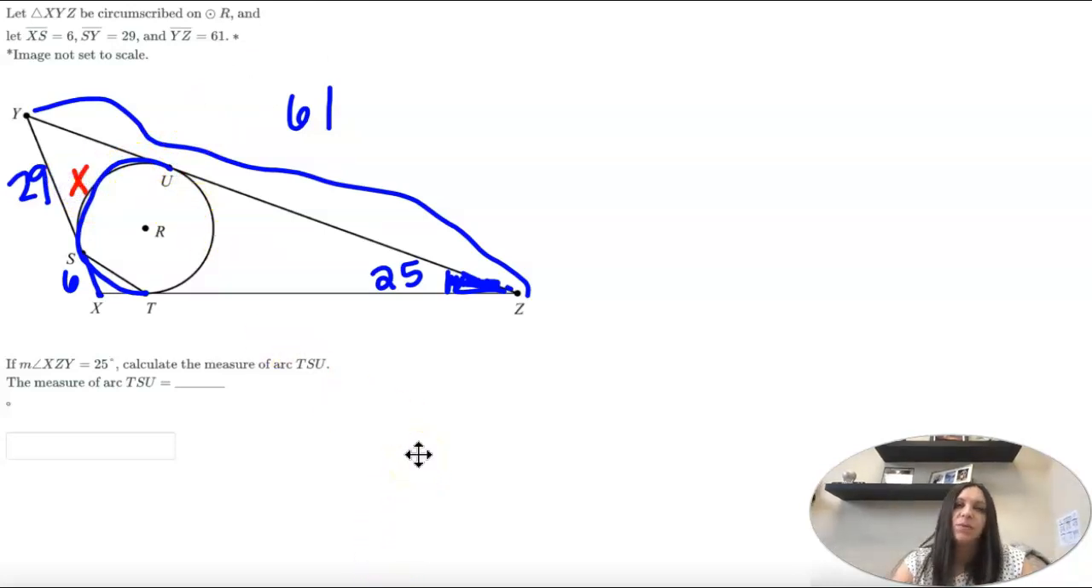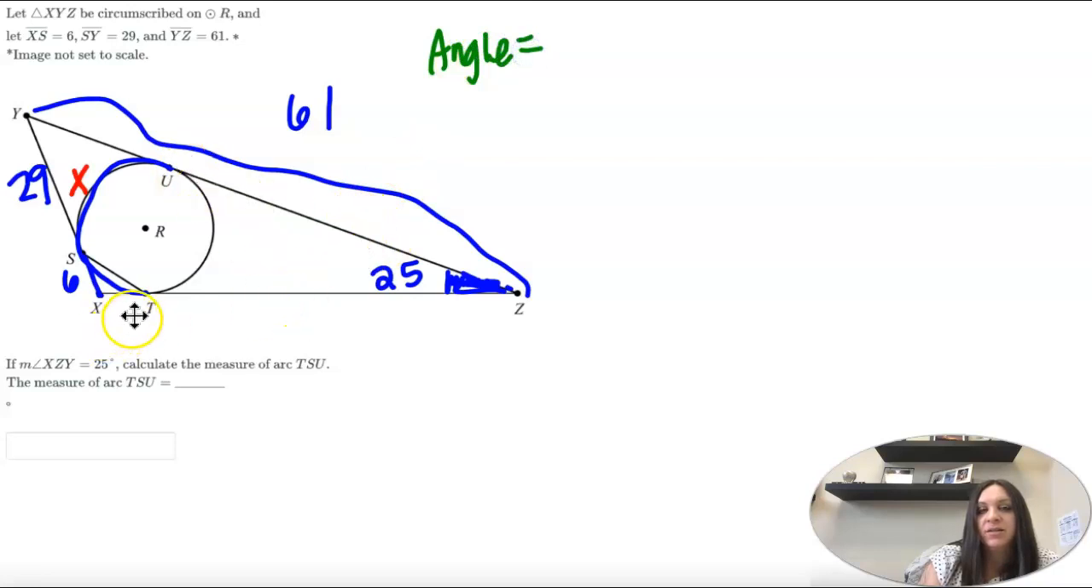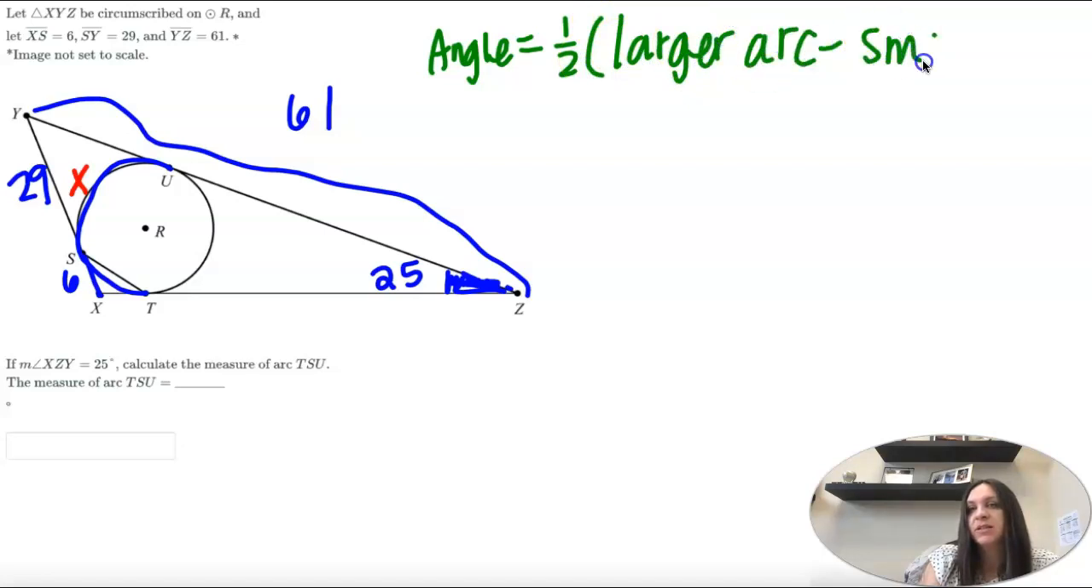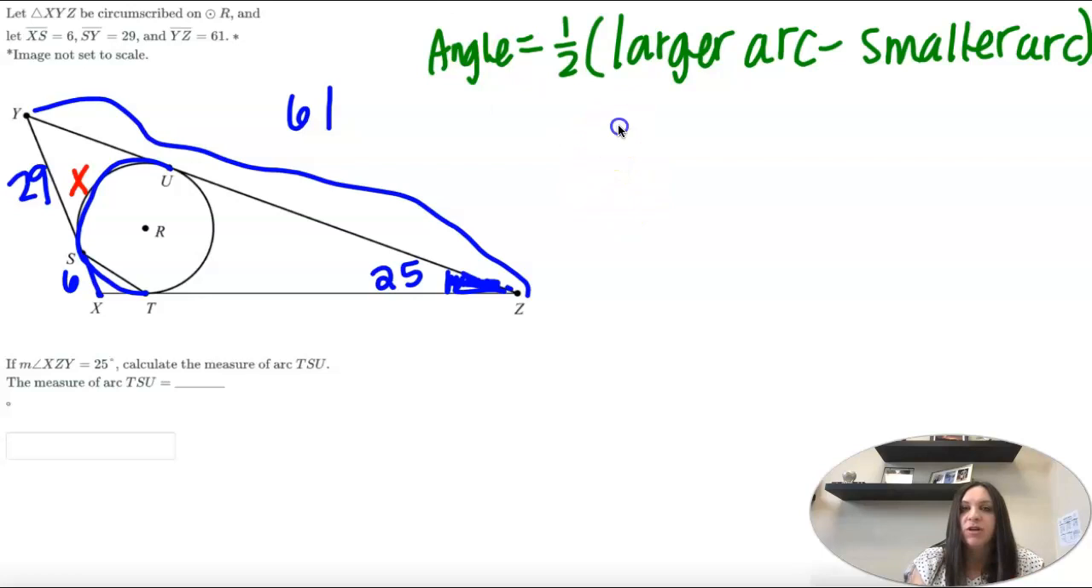All right, so let's see what we have here. We have actually the one we were just using. We're going to take the angle on the outside of a circle, but now our lines are tangent, but it's actually the same equation. We're going to take 1/2, and then we take the larger arc minus the smaller arc. So I'm going to pull up the circle here. I'm going to redraw it.